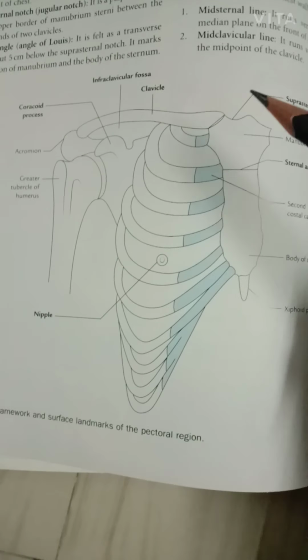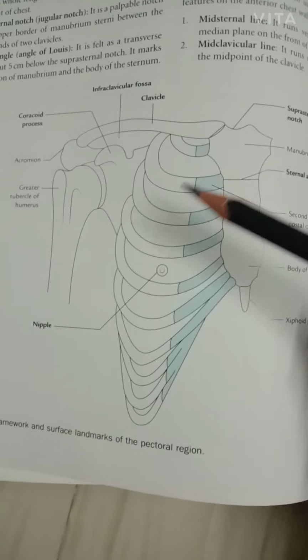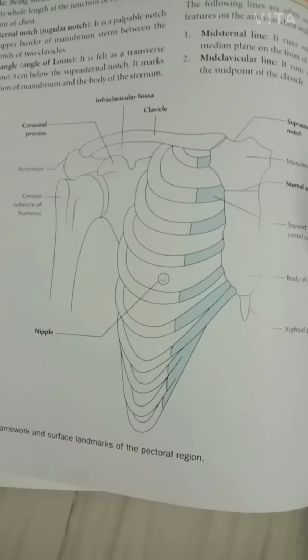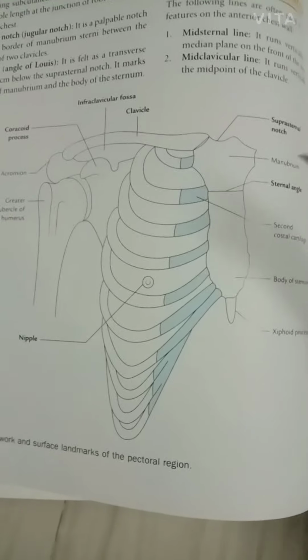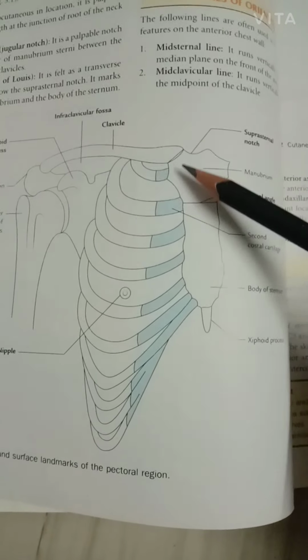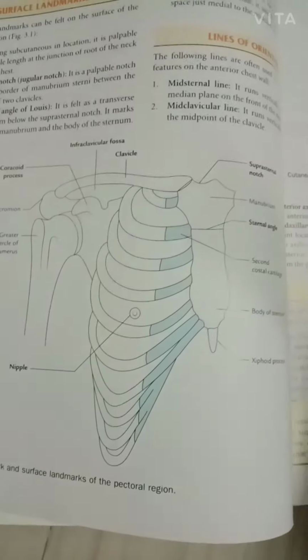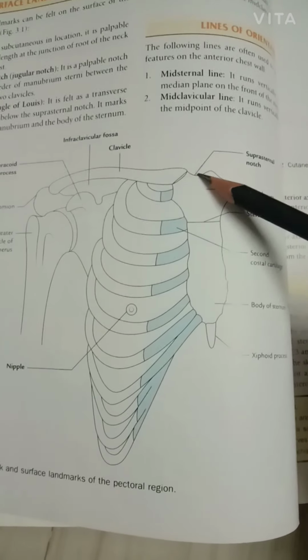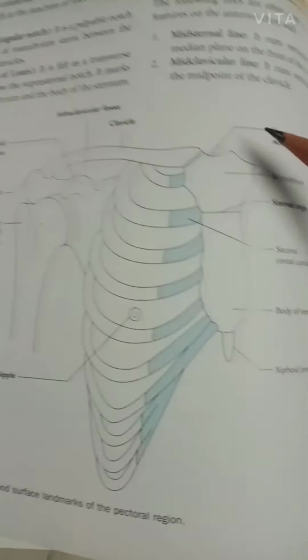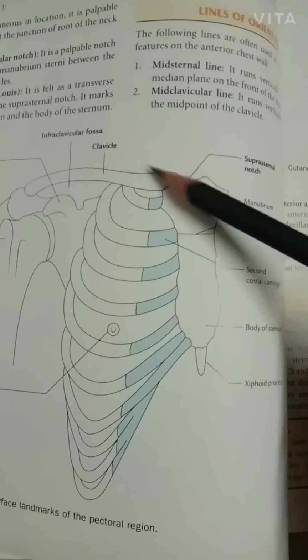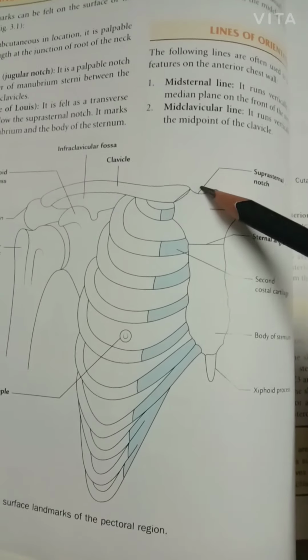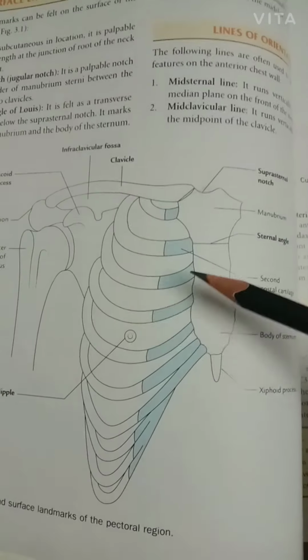So let's see the boundaries and the muscles present in the pectoral region. In this diagram, you can see the surface landmarks, or boundaries, of the pectoral region. First, the clavicle; here you can see the clavicle. Second, the suprasternal notch; here you can see the suprasternal notch, from this region to this region. Third is the sternal angle.